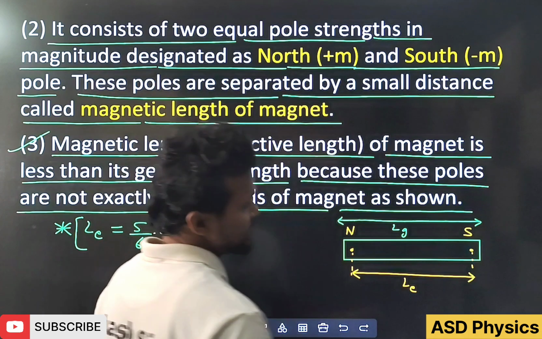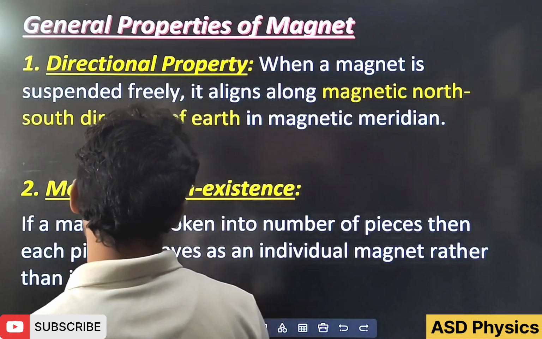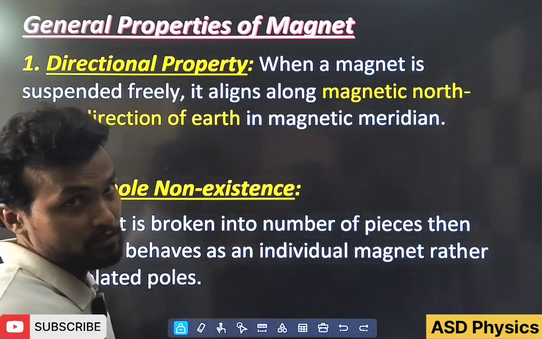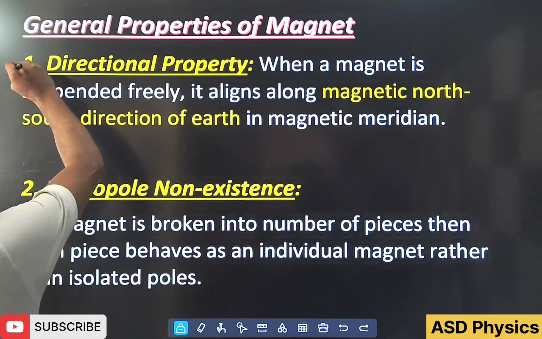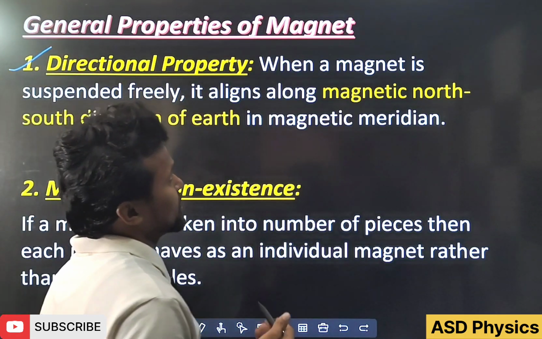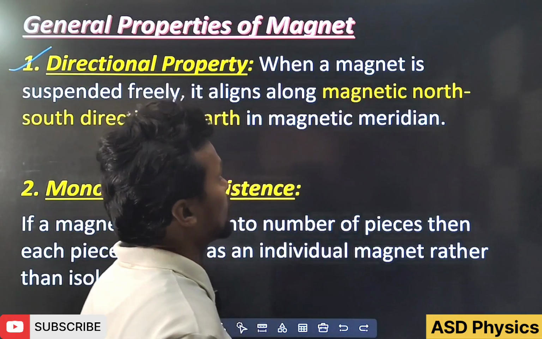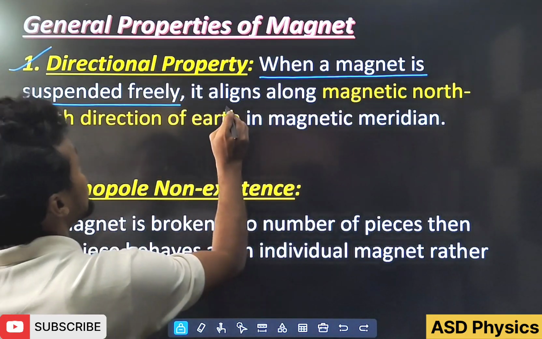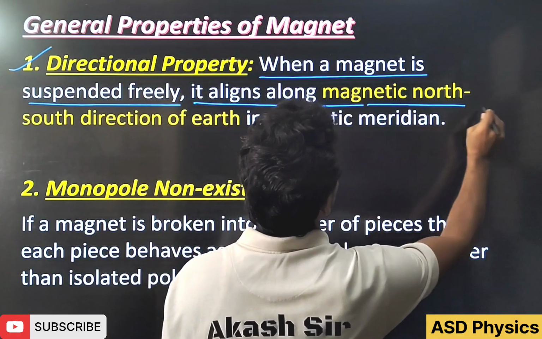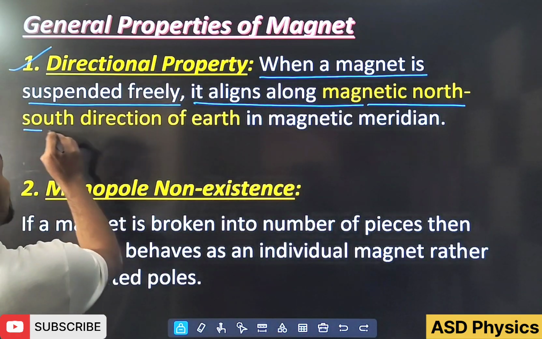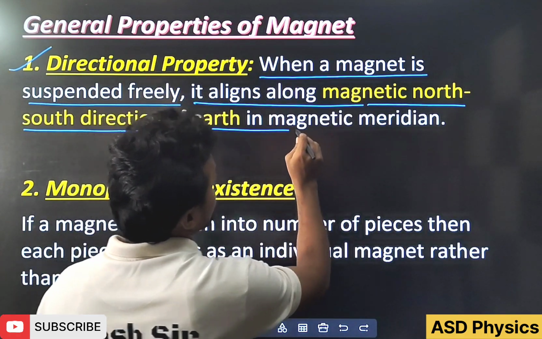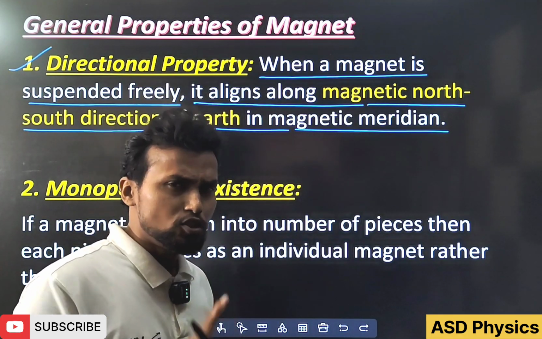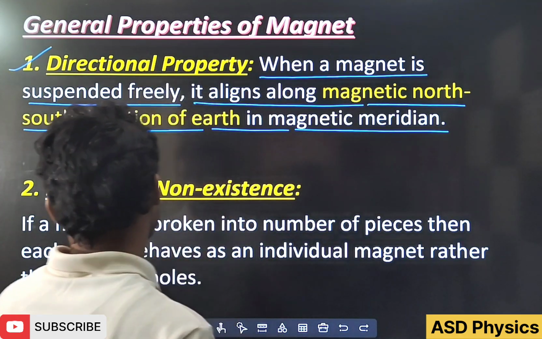Okay, now let's see further. As I told you, next one is what? This is the general properties of the magnet. So first property is the very important, you know, also directional property. Normally it is used in a compass and all that. So see here, when a magnet is suspended freely, it aligns along magnetic north-south direction of Earth in a magnetic meridian. Remember that magnetic meridian, not a geographic meridian, magnetic meridian.